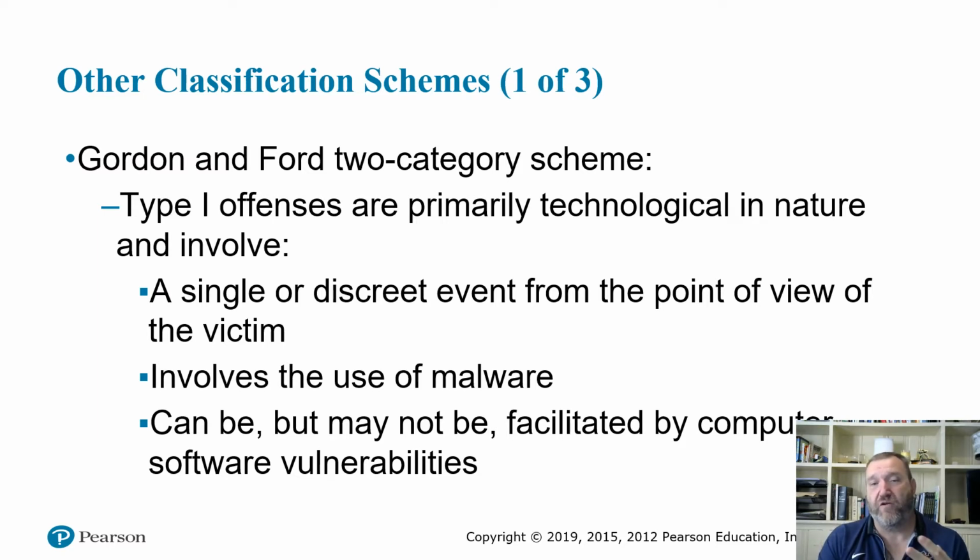Gordon Ford has 2 categories of schemes. Type 1 offenses are primarily technological in nature. They involve a single or discrete event from the point of view of the victim. It involves the use of malware and can be facilitated by computer software vulnerabilities. When you start looking at this type of offense, a single offense, now you're talking about the malware, where I seize your computer and you now pay me to unlock your computer. From the person's perspective, it seems like it's a single thing. It's just me, knowing it's never happened to anybody else.